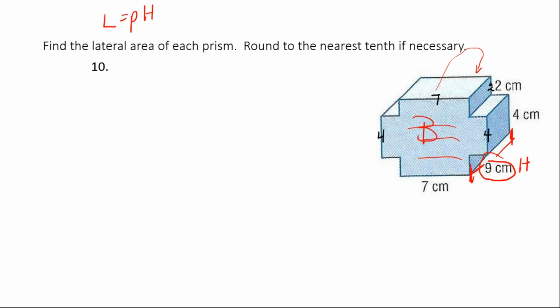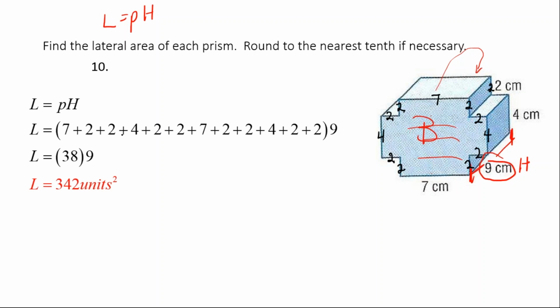These match. So does this one. Both of those. Everything matches. That is the hardest part: figuring out which one is the height, then matching all the pieces and adding those numbers. When you add up all those: 7, 2, plus 2, plus 4, plus 2, plus 2, plus 7, plus 2, plus 2, plus 4, plus 2, plus 2, that's 38. And I have my height of 9, which gives me 342.